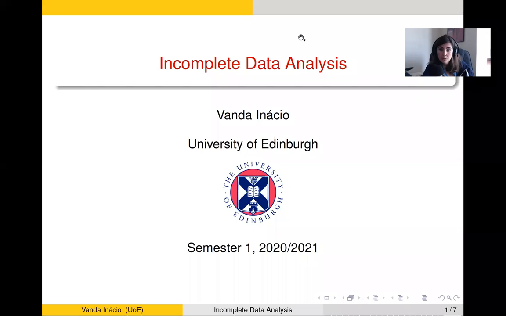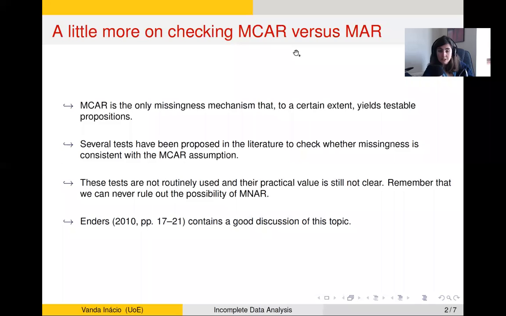Hi, in this part, we will be looking at further considerations about the missing data mechanisms. In particular, we'll be looking at testing or checking for missing completely at random and also how to prevent missing not at random. And I promise that it's the last video only about concepts. Starting off the next video, we will get more practical. But okay, let us start.